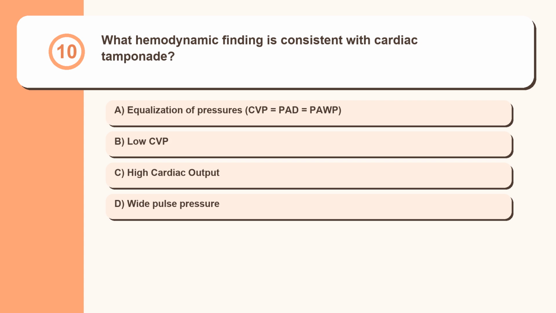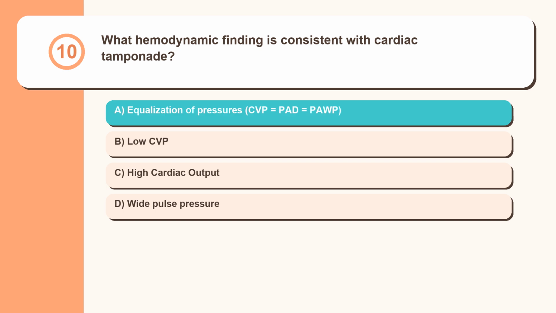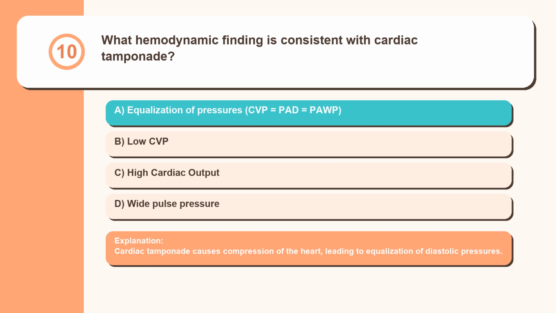Question 10. What hemodynamic finding is consistent with cardiac tamponade? Equalization of pressures, CVP equals PAD equals PAWP, low CVP, high cardiac output, wide pulse pressure. Cardiac tamponade causes compression of the heart, leading to equalization of diastolic pressures.